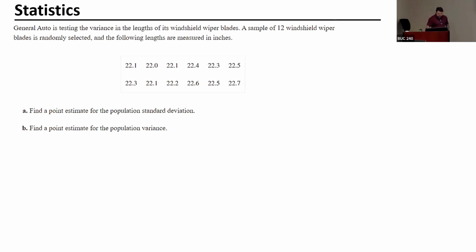If I gave you this, hopefully everybody in here could say, I can find the variance of that, because my calculator is going to do the work for me, isn't it? Okay. So General Auto is testing the variance in the lengths of its windshield wiper blades. A sample of 12 windshield wiper blades is randomly selected, and the following lengths are measured in inches.